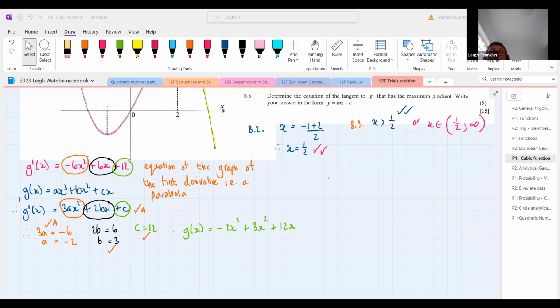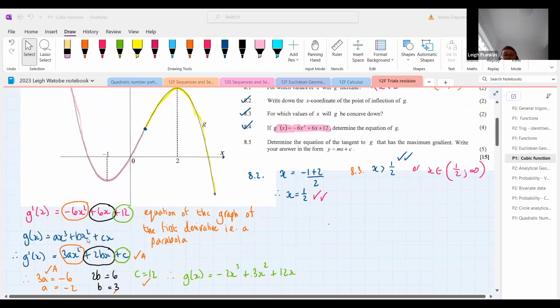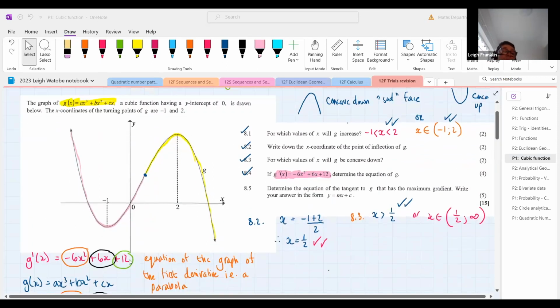All right. Okay, let's go and have a look at the last question. This is going to be a little bit more of a challenge. This is question 8.5. And here it asks us to determine the equation of the tangent to G that has the maximum gradient. Write your answer in the form y equals mx plus c. So now we have to go back and think very carefully about what they mean when they talk about the maximum gradient. What do the words maximum gradient mean? Where is gradient at a maximum on your cubic function?